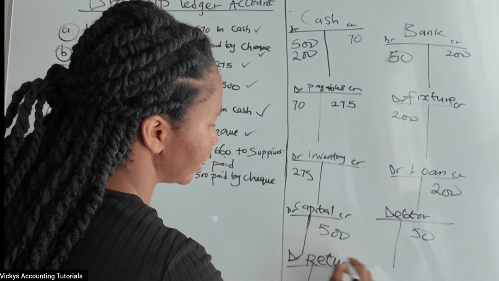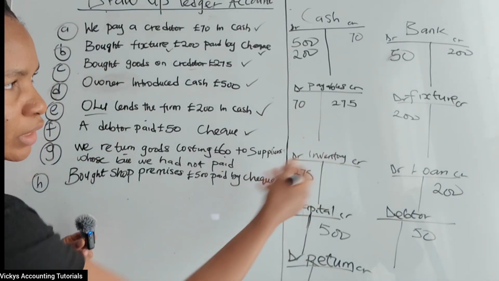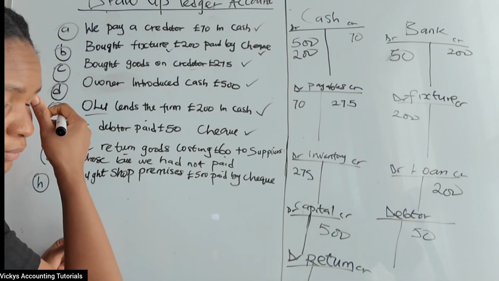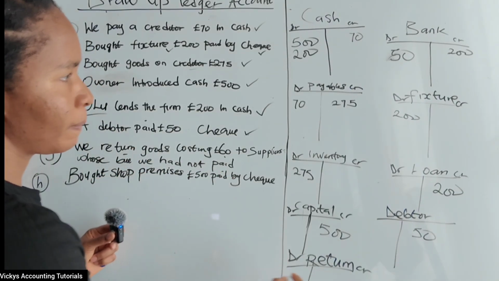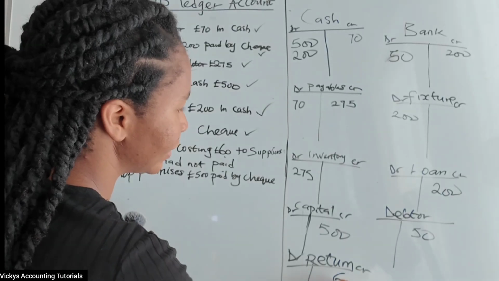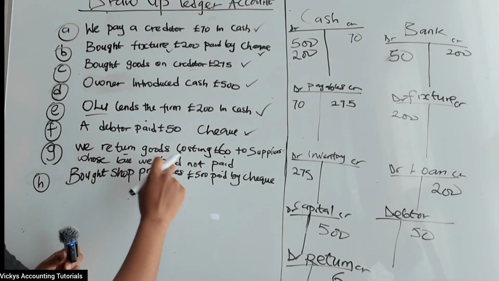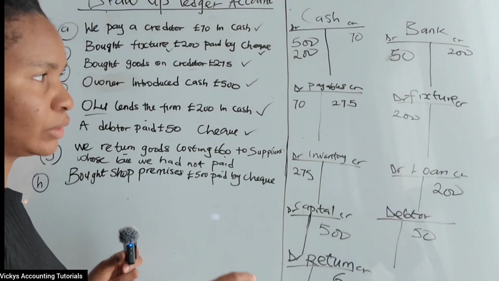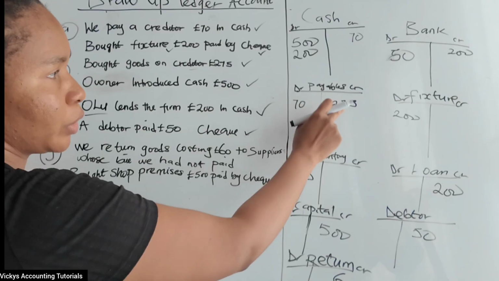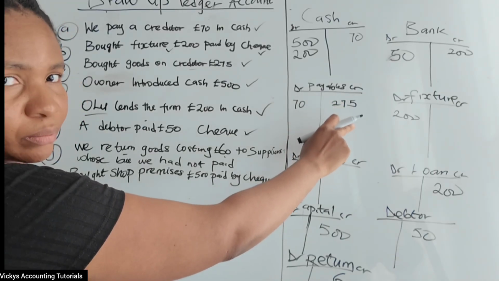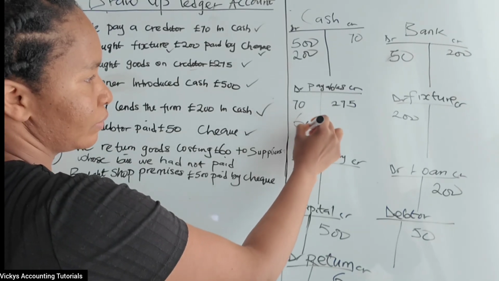Okay, debit, credit. This will often reduce the inventory account. So how much did we return? Return goods worth 60, right? We're going to credit 60. And what are we going to debit? We return goods costing 60 to a supplier whose bill we had not paid. We haven't paid this supplier. That means it's going to affect our payable. The amounts we owe this supplier will reduce. Do you understand? We debit 60 and we credit 60.